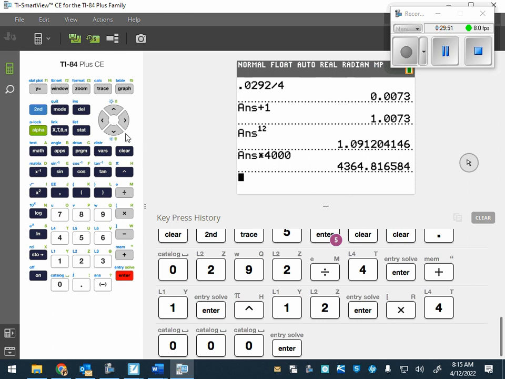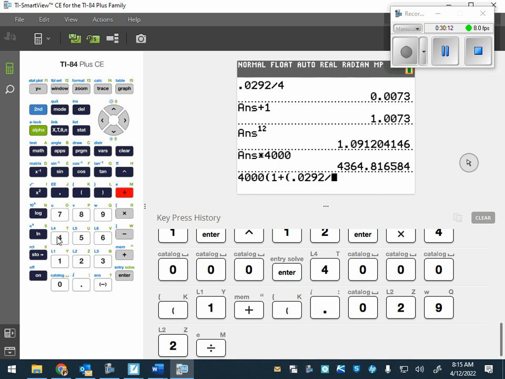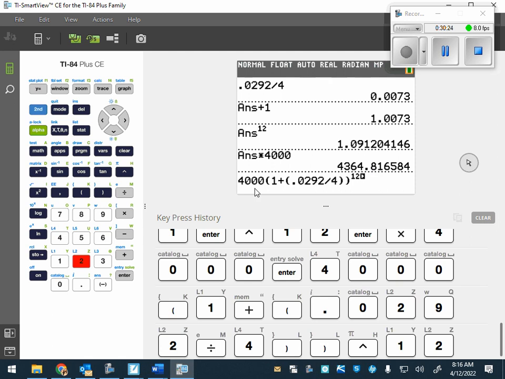Okay, if you were going to do parentheses, this is important, so you might want to jot this down too after we do it. 4,000, open parentheses, 1 plus. You need parentheses around that fraction. 0.0292 divide by 4, close parentheses. That closed out that fraction. Then you have to close the parentheses again, and then raise it to the 12th. So this is what it looks like.